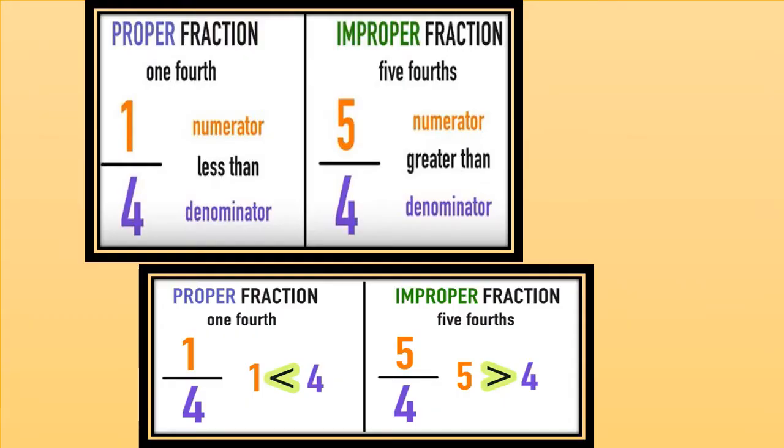Now see the example of proper fraction and improper fraction. As you can see in the picture, 1/4 is 1 by 4, in which the numerator 1 is less than the denominator. So it is a proper fraction, in which the numerator is less than the denominator. Improper fraction 5/4. That means 5 by 4. So numerator 5 is greater than the denominator. So in an improper fraction the numerator is always greater than or equal to the denominator.